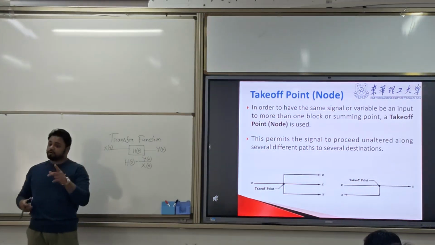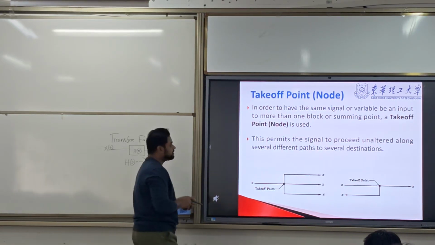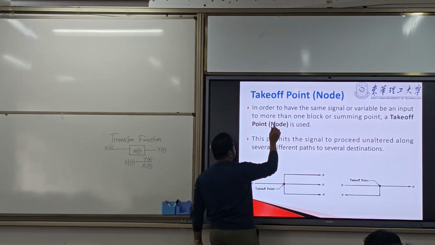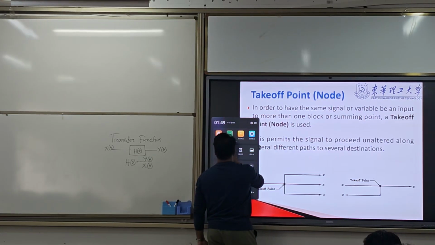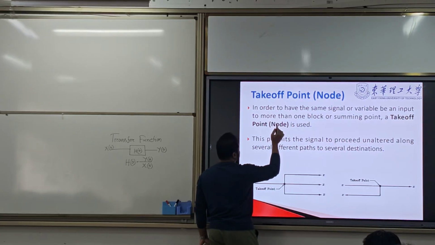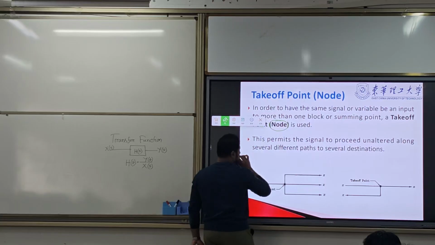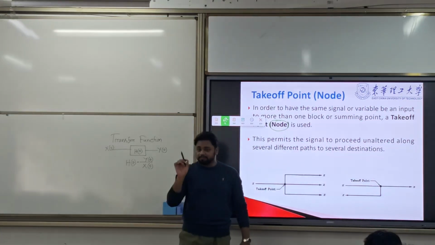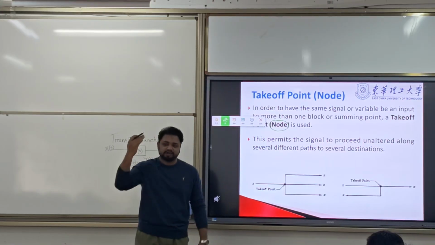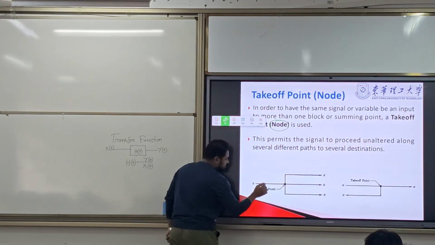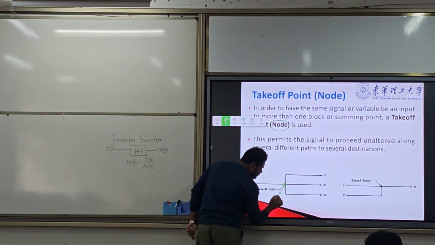There is one more point we need to understand, that is called takeoff point, which shortly we call a node. What is a node? A node is a point from where the same signal will go to different branches. In this point, this one we call the node.